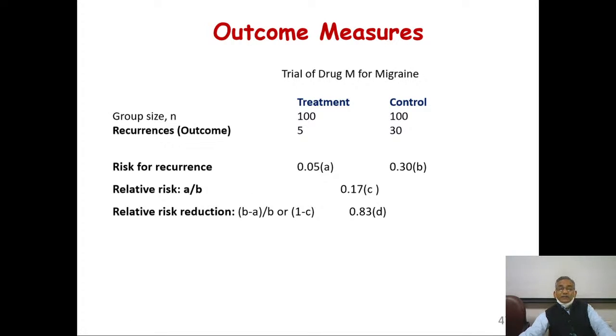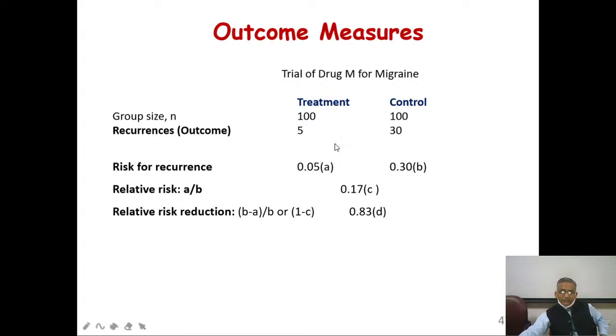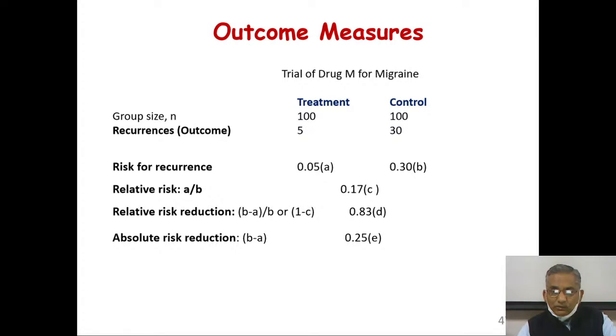The second measure that is calculated is relative risk reduction. So that is the same thing I said, 1 minus 0.17. So how much is the risk reduced? It is 83%. 83% of the risk is reduced. So if the risk of recurrence is 100 in the control arm, then 83% of the risk is actually reduced by giving this intervention. So that is relative risk reduction. Another thing that you calculate is the absolute risk reduction.